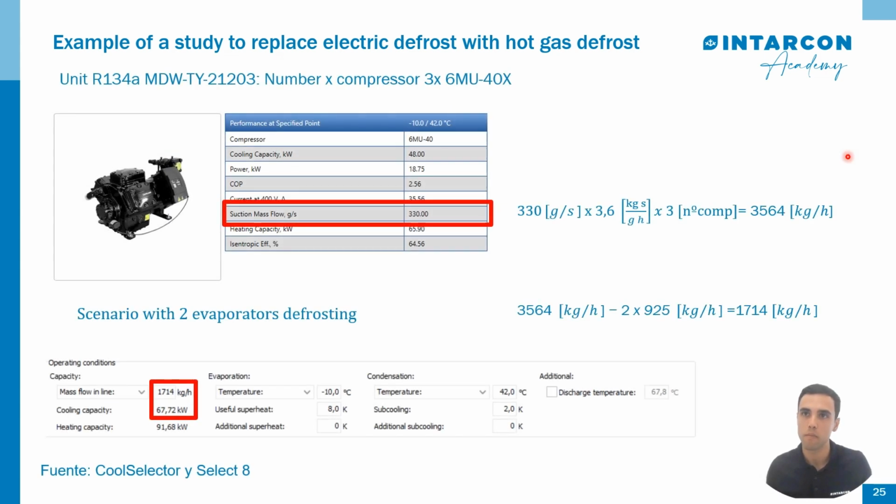Now, let us analyze the total mass flow production of the plant and evaluate the ability of the system to handle multiple defrost cycles simultaneously. According to Select 8, the plant produces 8,500 kilograms per hour under a total load of 143 kilowatts. In a case of 2 evaporator defrost scenario, we would need around 2,000 kilograms per hour of refrigerant, leaving 1,700 kg/h available in the plant, which would be equivalent to a power of 70 kilowatts, so we would allow the third evaporator to operate at full load.